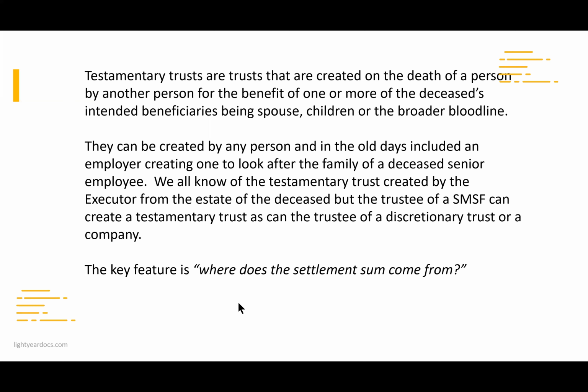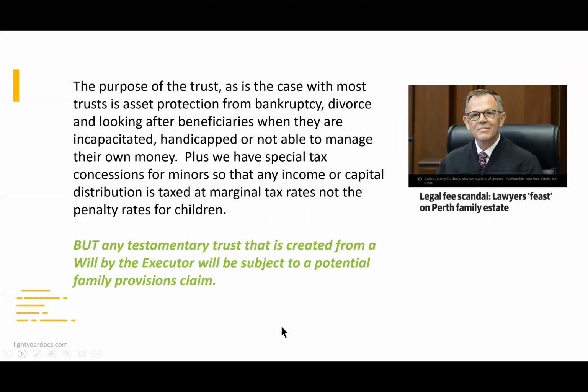So we need to have a look at really the key feature for us from a tax perspective. And of course, with the trust we love for asset protection, where does that settlement sum come from? Is it the employer, the discretionary trust, the SMSF, or is it the executor, the estate, the will? So we'll have a look at each and every one of those.